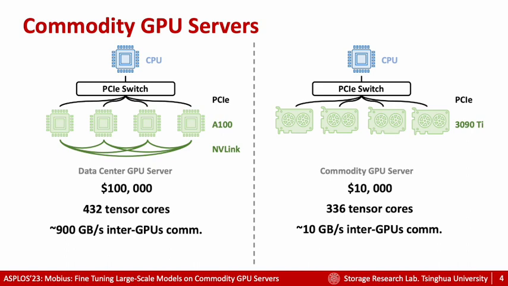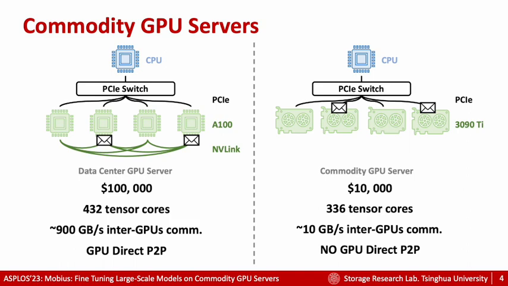Second, there are serious communication contention problems. GPU direct peer-to-peer enables GPU-to-GPU data operations directly over the memory fabric. However, it is unavailable on commodity GPU servers. Therefore, inter-GPU communication is first routed through CPU to DRAM and then transferred to the target GPU. If two GPUs share the same CPU root complex and communicate at the same time, there will be communication contention on the CPU root complex.